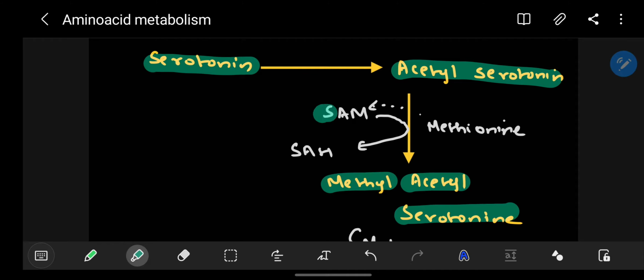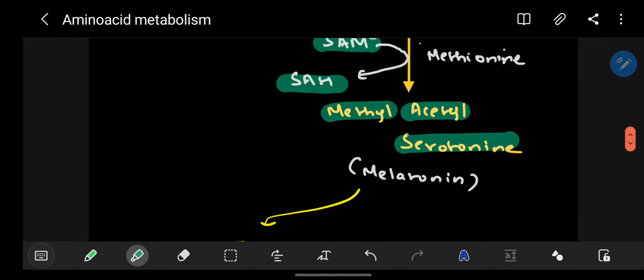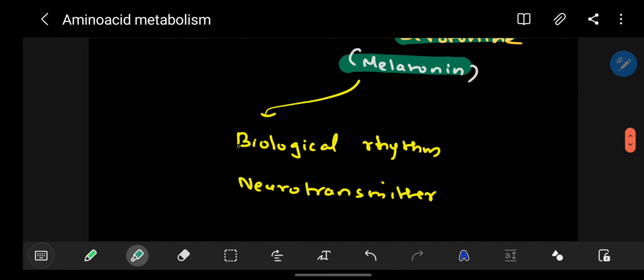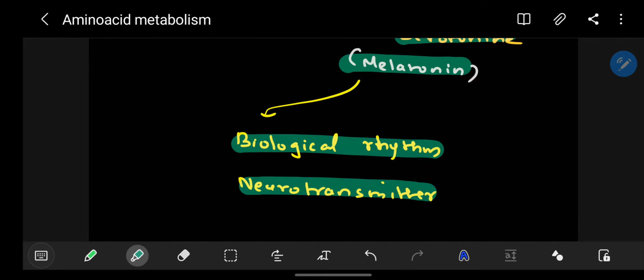So S-adenosyl methionine will be converted into S-adenosyl homocysteine, so a methyl group will be transferred. Okay, this methyl acetyl serotonin is called melatonin. It is involved in the biological rhythm of our body, and it also acts as a neurotransmitter.